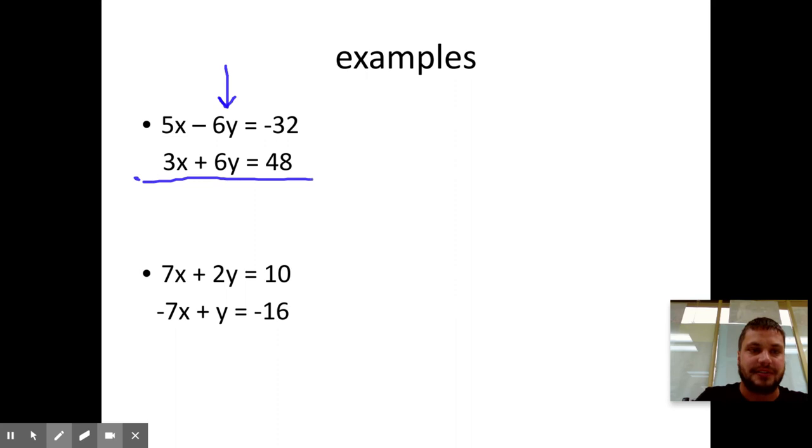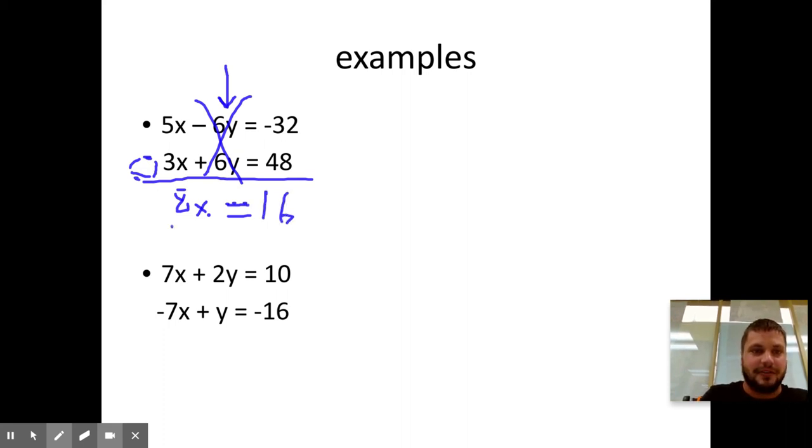So 3x plus 5x. Why is it plus? Because there's nothing out here. Well, because the 3x is positive. If the 3x was negative, then we would do minus. But since it's positive, we do 5x plus 3x, which is of course 8x. -6y plus 6y is 0y. I'm not going to write 0y. That's eliminated, hence the name elimination. Bring down my equal sign. -32 plus 48, again plus 48 because the 48 is positive, is 16.